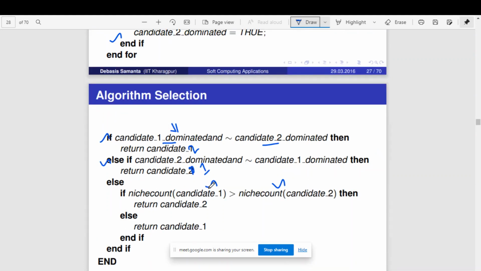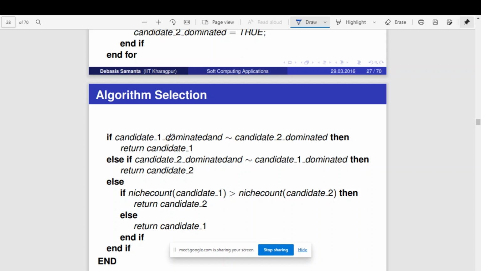But here it is returning n2, so you can assume that this algorithm is not returning the winner, it is returning the loser. Either way it can work, right? If you return the loser also, you can find out who is the winner. So as here also they are returning candidate 1, which means that the algorithm is not returning the winner, it is returning the loser. So if I know who is the loser, then also I can identify who is the winner, right?